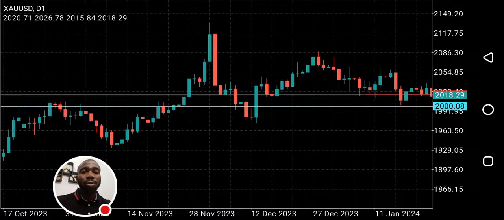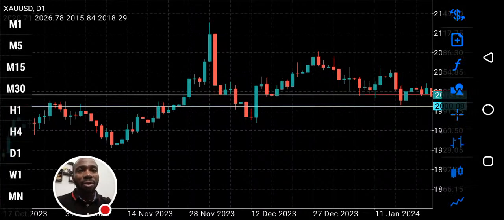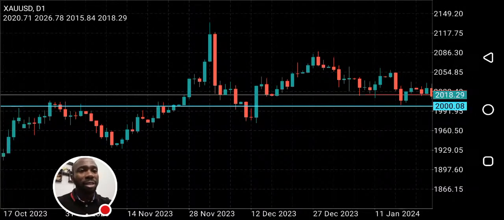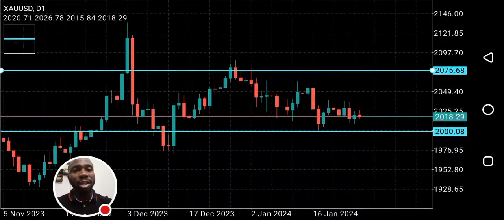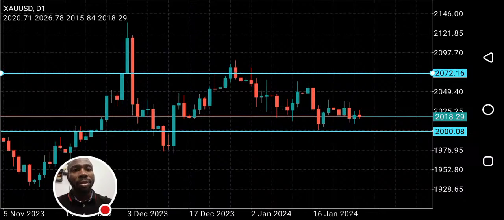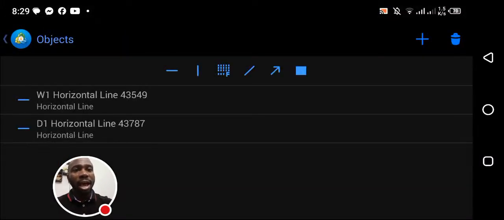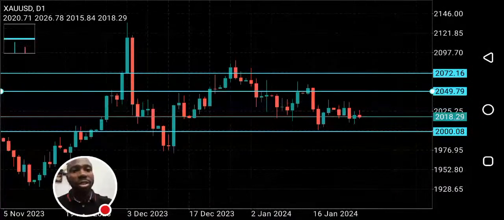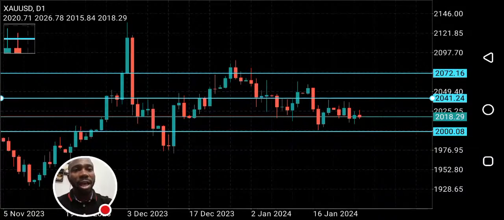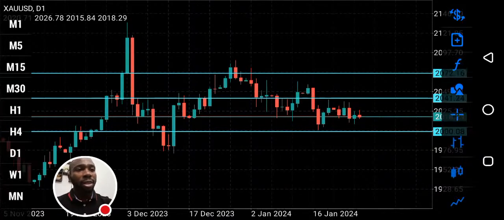For those of you who don't know how to identify fair value gap, what is a fair value gap? For example, on this chart of gold, the fair value gap is the gap in between the low of this first candle, this bullish candle, and the high of this bearish candle. That is a fair value gap. Can you see the gap?